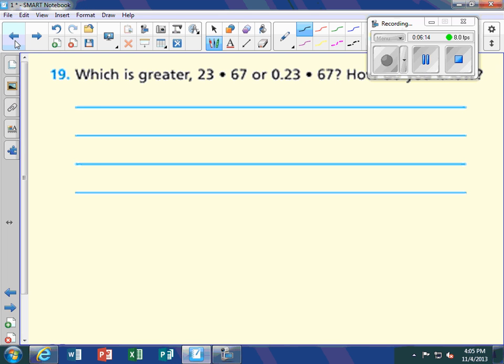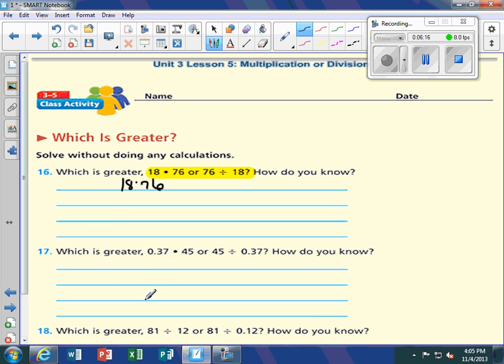Now, look at number 17 here. Which is greater, 0.37 times 45, or 45 divided by 0.37? Now, one of them is taking 37 hundredths times 45. The other one is taking 45 divided by 37 hundredths.